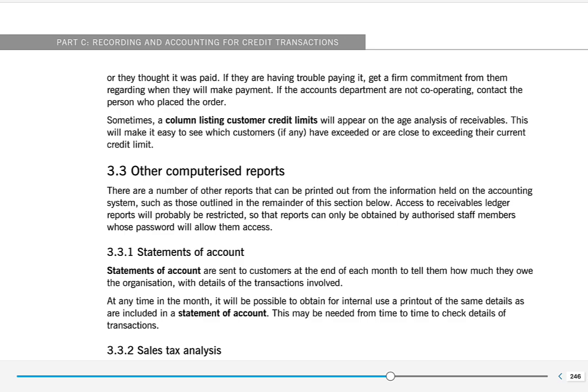Report 3. Sales analysis. What it is. Sales analysis is a report that breaks sales into categories that the business chooses. For example, by product type, by customer, by sales representative, by region, by month. The book calls this the configuration of the system, meaning the system is set up to analyze sales in the way management wants. Why it is useful. Management uses it to understand what is selling well, which customers are most valuable, which products are growing or declining, and whether sales targets are being met.